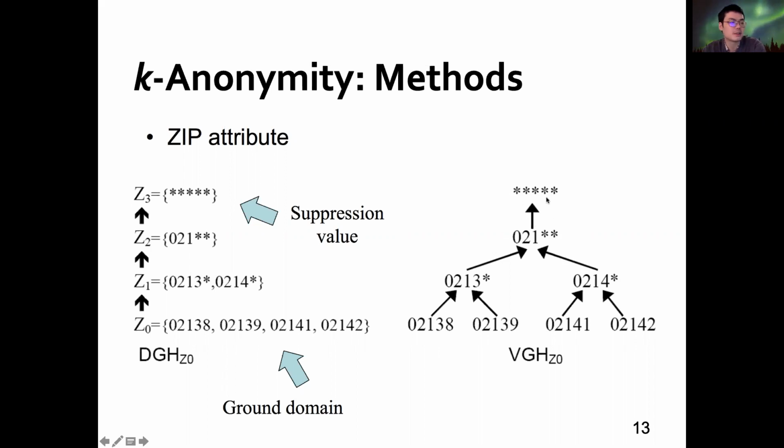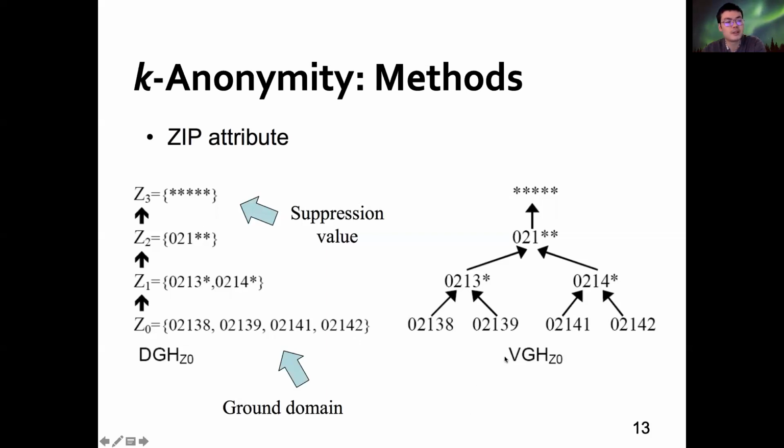Another way, I don't disclose any digits. This is suppression. This is more like what's called generalization, okay? More general. But here we suppress, we don't disclose anything. So this ground domain is the specific values in the table, very detailed. And this is just for zip code.